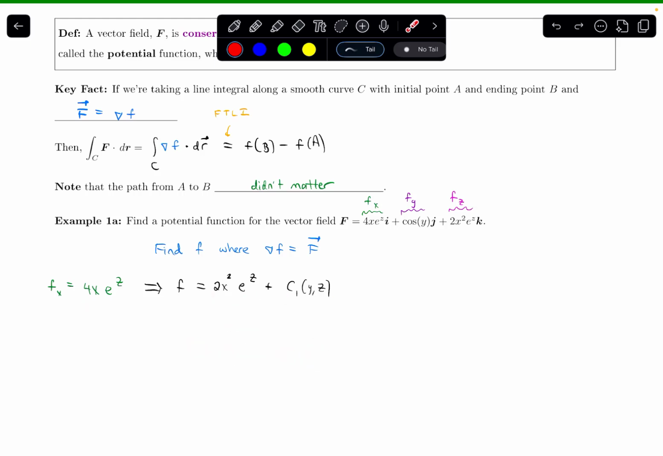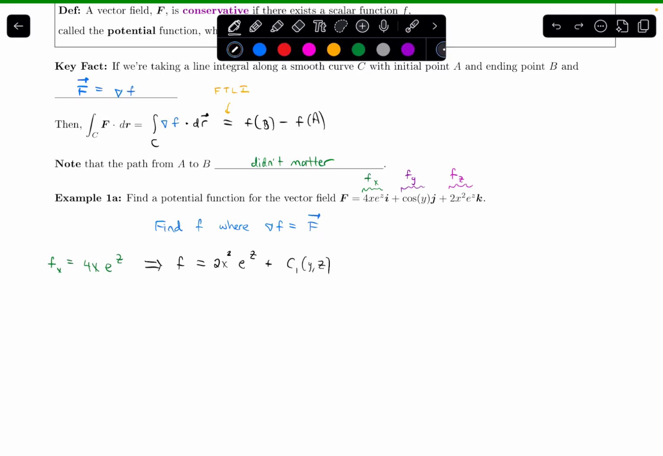Okay, so now let's look at the y components. So I need fy to be equal to cosine of y. Oh, actually, let me back up one sec. Let me start with this function I have for f, and let's take the partial of this with respect to y. For this first term, there are no y's in it, just x's and z's. Those get treated as constants, so that partial will just become 0.